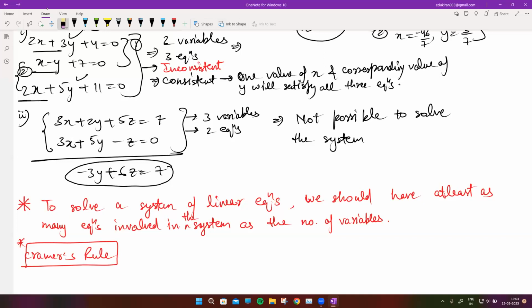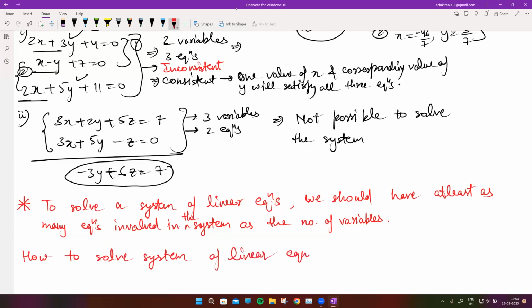But as we don't have this, we don't need to understand this. Rather than this, we will learn how to solve a system of linear equations. So we already know how to solve a system of linear equations in two variables, or a pair of linear equations in two variables. Now the new thing is we will have three linear equations and three variables, and we will try to solve this system of linear equations, right?